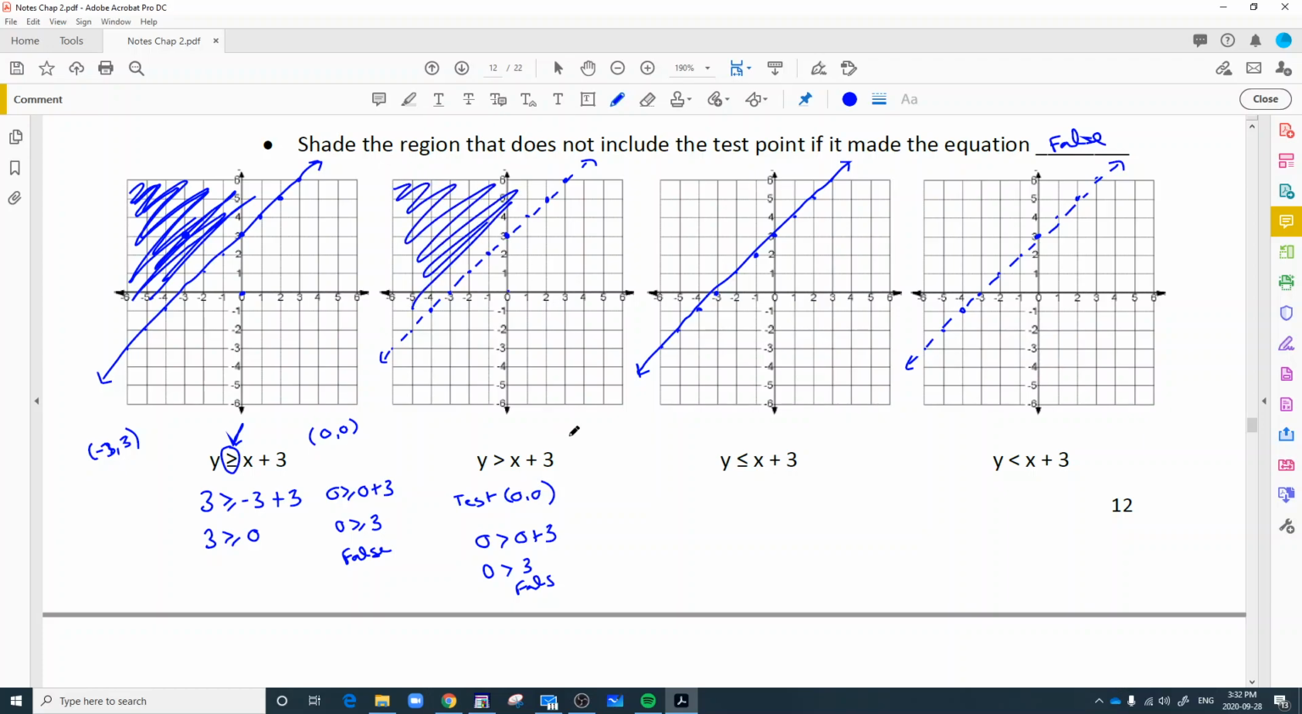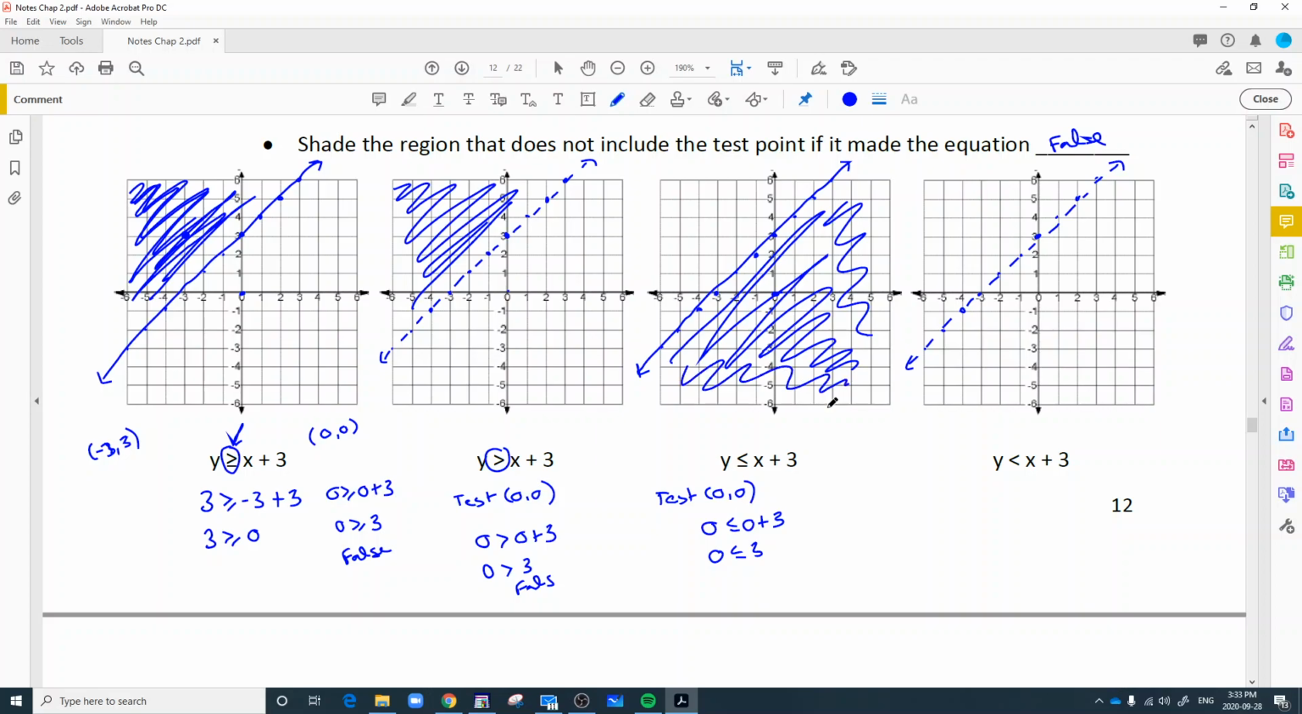And you can either test a point on that side, or you could look at it and be like, hey, greater than, it should be above, depending upon what you want to do. Now these have an inequality sign switched. So this time when I test 0, 0, what's going to happen? Well, is 0 less than or equal to 0 plus 3? Is 0 less than or equal to 3? Yes. This time 0, 0 did work. So I'm going to shade this side.